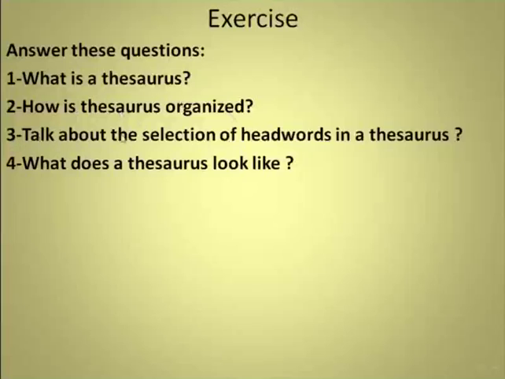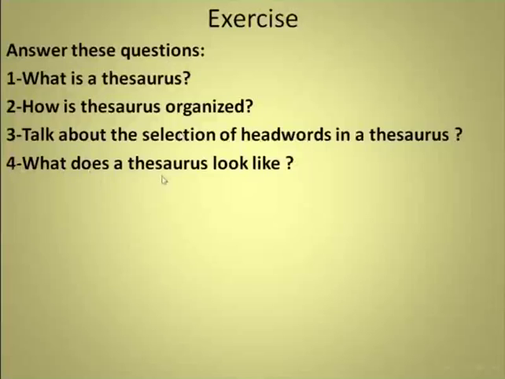Question 3. Talk about the selection of headwords in a thesaurus book or in a thesaurus dictionary. How do we select, or how do they select headwords? Talk about headwords in a thesaurus. On your sheet or on a piece of paper for this lecture, you write the answer.